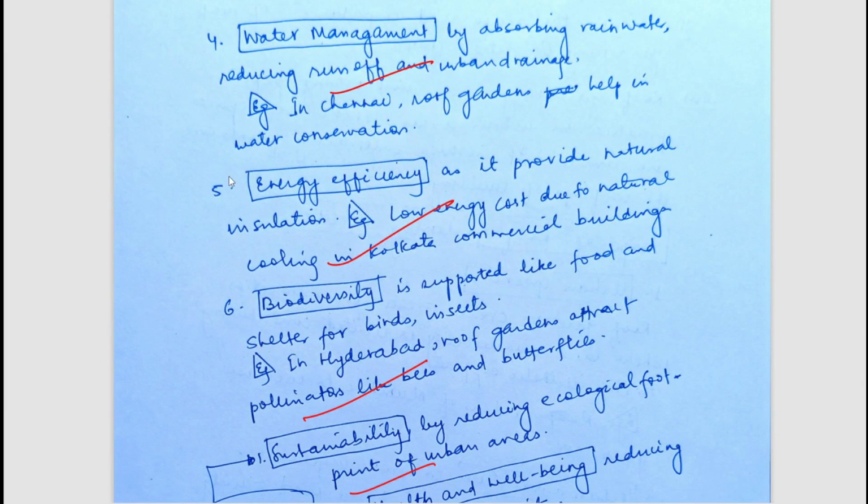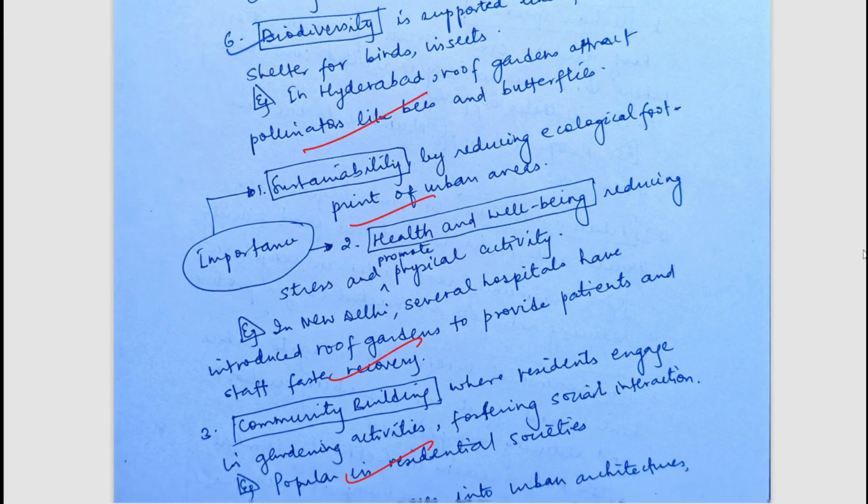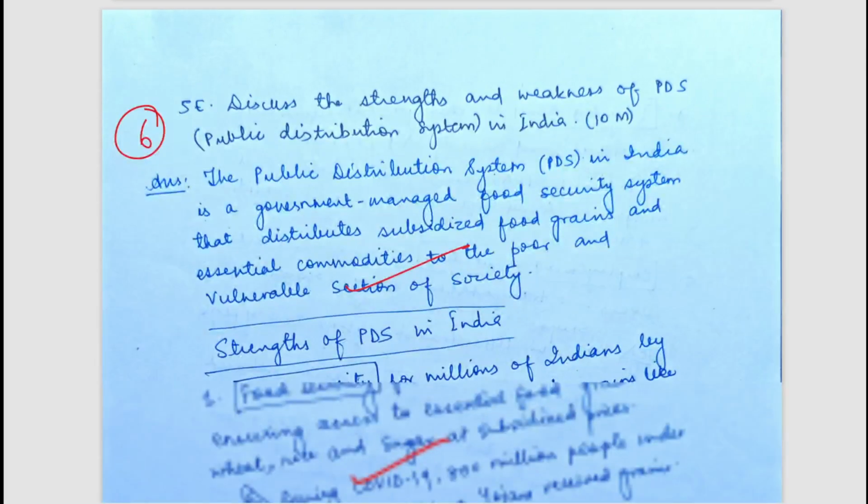So other important points such as energy efficiency, biodiversity. By energy efficiency, obviously, if you have roof greening, you have plants on the roof, the heat on your building will be lesser, and the electricity consumption by use of ACs and other air conditioners will be lower. So all these things are directly related to each other, and it is nicely written. Importance has also been mentioned. Now let's move to the next question.